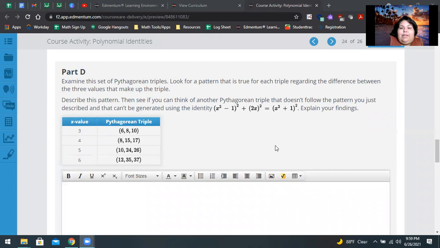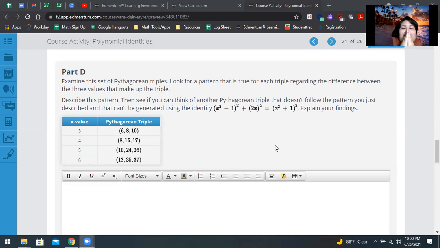It says look for the pattern that is true for each triple regarding the difference between the 3 values. Describe this pattern. So you're going to take a look at those Pythagorean triples and find some type of connection. Not only will you try to find that connection, you're going to explain that pattern. Then see if you can think of another Pythagorean triple that does not follow the pattern, but is still a Pythagorean triple.